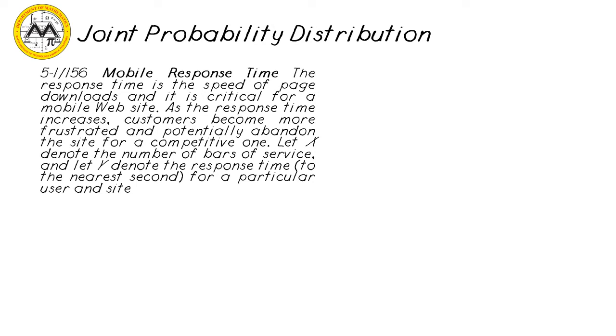Let us consider this example. The response time is the speed of page downloads and is critical for a mobile website. As the response time increases, customers become more frustrated and potentially abandon the site for a competitive one. Let X denote the number of bars of service and Y denote the response time to the nearest second for a particular user site.